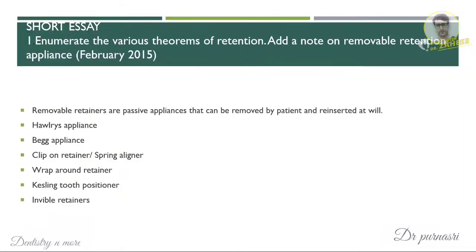Removable retention appliances are passive appliances. So they are not active. They do not cause any teeth movement, but they are passive. They just hold the teeth in their position, and can be removed by the patient and reinserted at will. The examples will be Hawley's appliance, Begg's appliance, clip-on retainer or spring aligner, wraparound retainer, Kesling tooth positioner and invisible retainers.